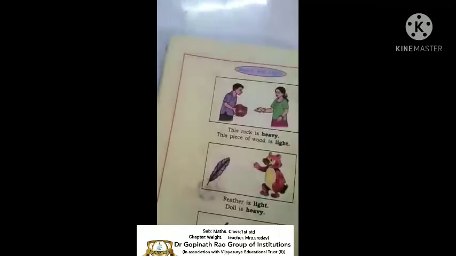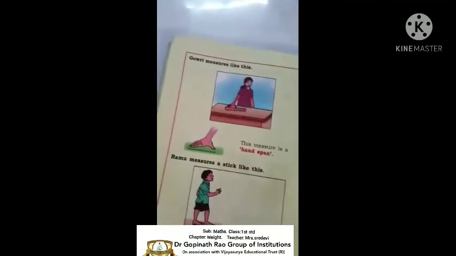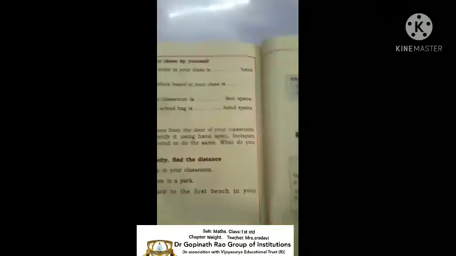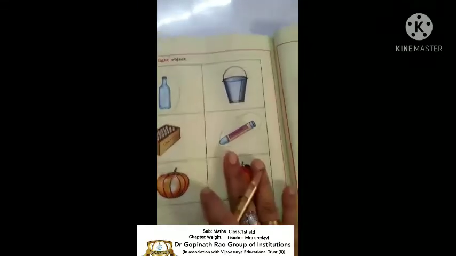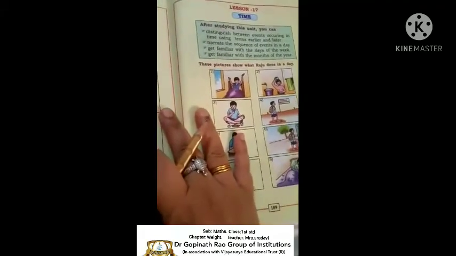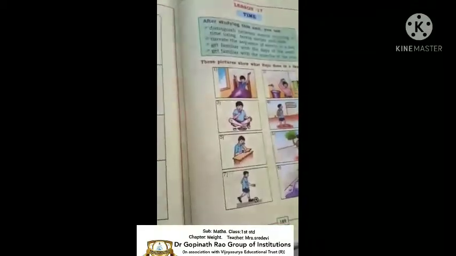Okay, children. So this completes lesson number 16. Lesson number 15 finished and this lesson number 16, weight, also finished, children. So in the next class I'm going to start with lesson number 17, that is time. Okay, children, so time will be the last topic, the last lesson in your first standard textbook.